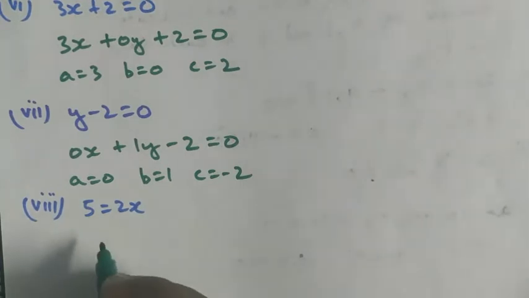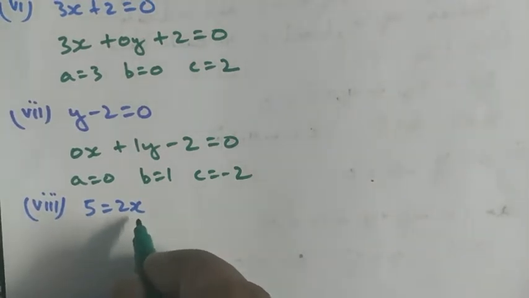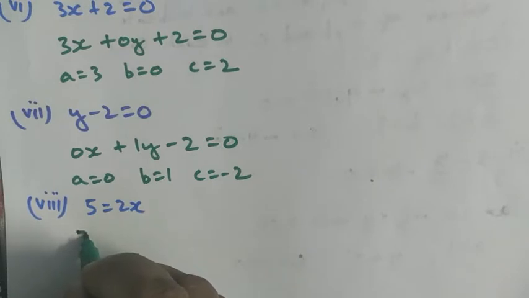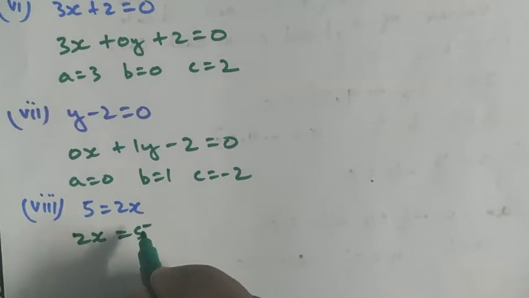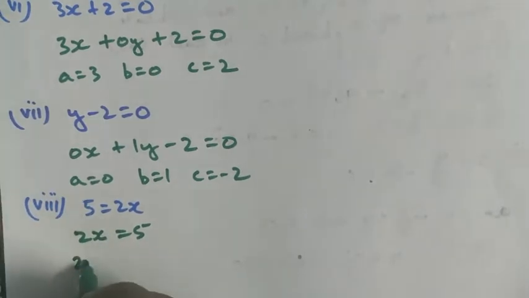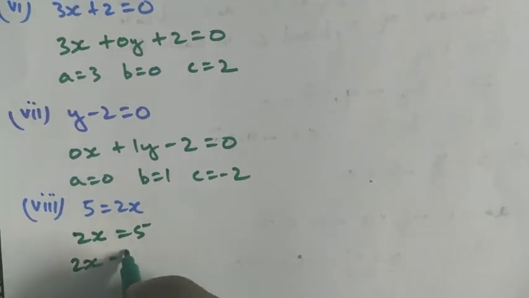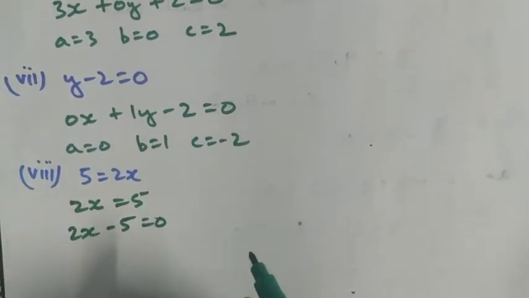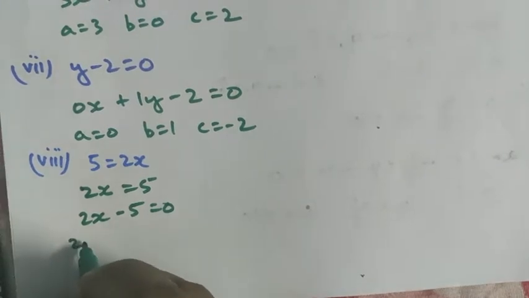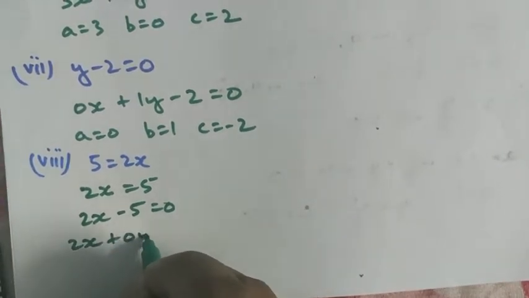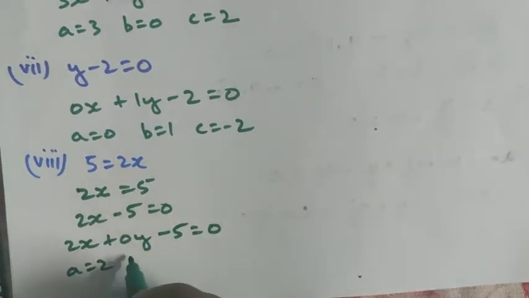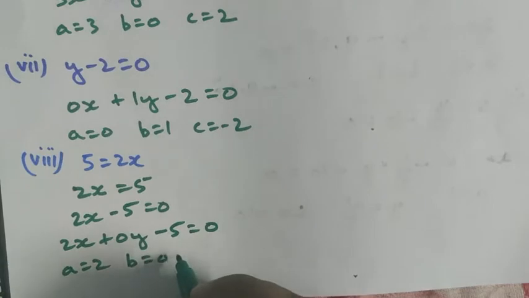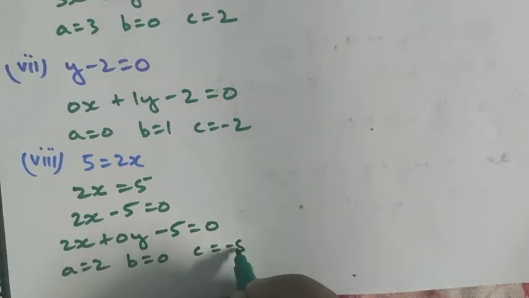5 is equal to 2x. We can write it as, the left side can be written on the right side and the right side can be written on the left side. 5 equals 2x can be written as 2x equals 5. Now 2x and this 5 taken this side will be minus 5 equals 0. Again, since the y term is 0, 2x plus 0 times y minus 5 equals 0. a is 2, b is 0 and the value of c is minus 5.